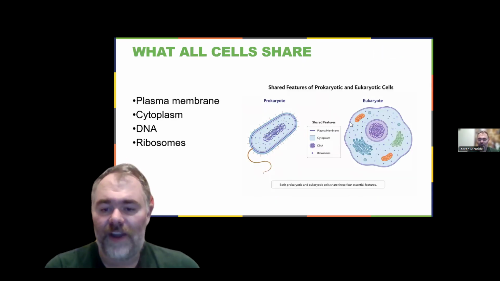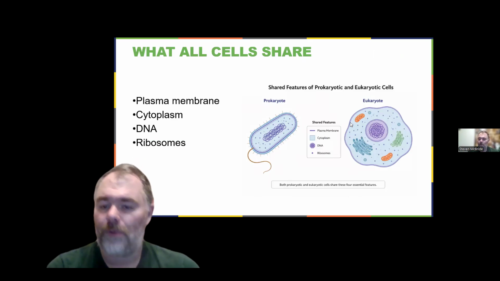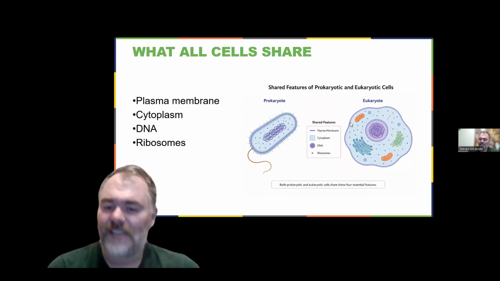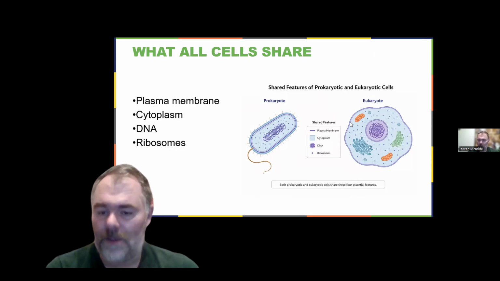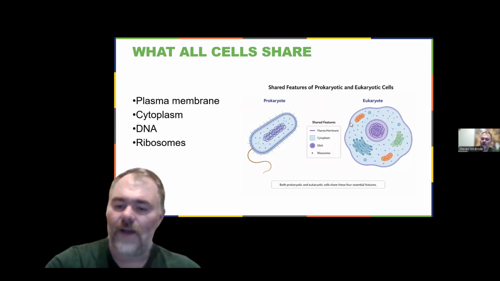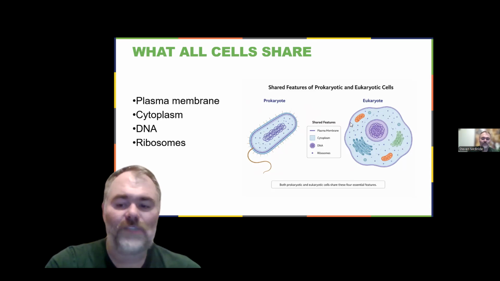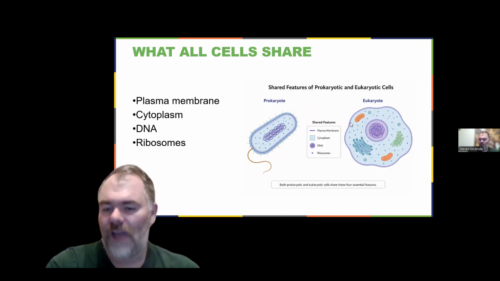Even though cells can look very different, all cells share several core features. As shown on this slide, both prokaryotes and eukaryotes contain a plasma membrane, which separates the inside of the cell from the outside environment. All cells also contain cytoplasm, the internal fluid environment where many chemical reactions take place. Every cell stores genetic information as DNA, and every cell contains ribosomes, the structures responsible for building proteins.